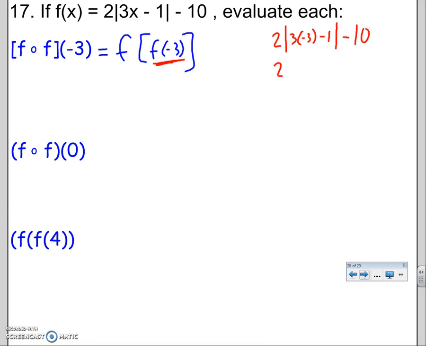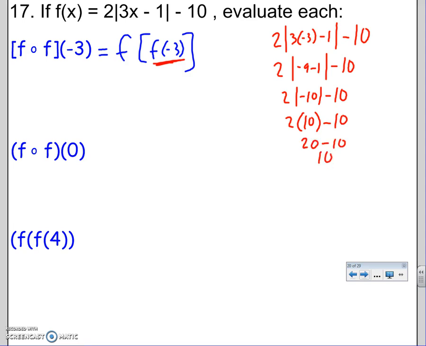You work on the inside. That's going to be -9 minus 1, minus 10. You still have to go to the inside. -9 minus 1 is -10. It comes out positive 10. You can never distribute into the absolute value symbol. 2 times 10 is 20, minus 10 is 10. All right, so we found the first part. So this is replaced with positive 10.